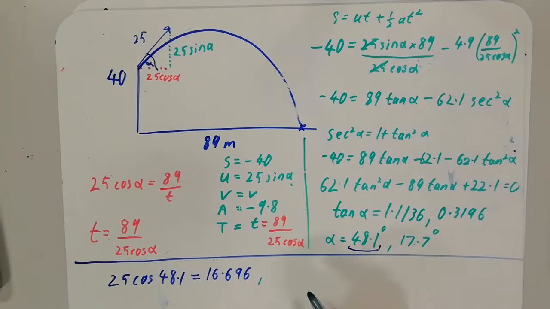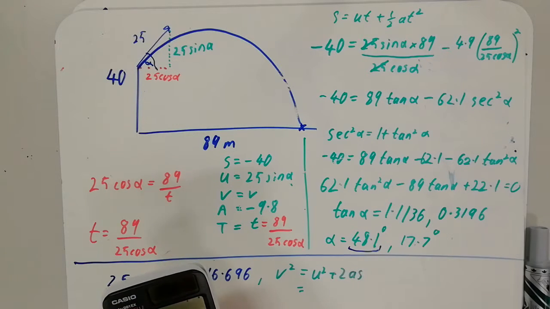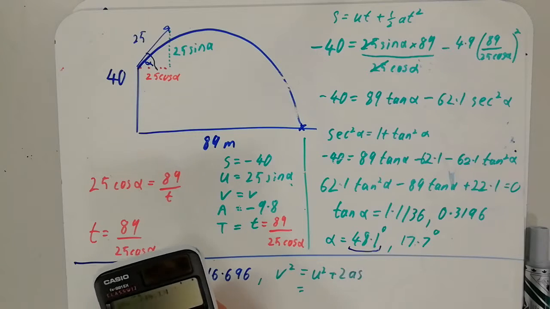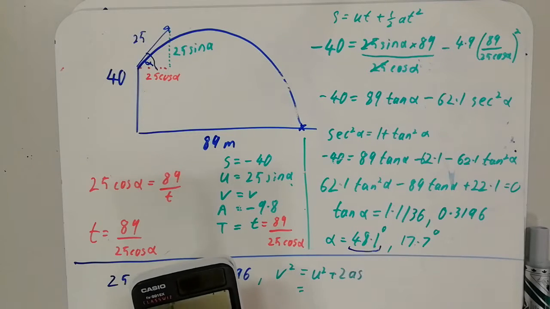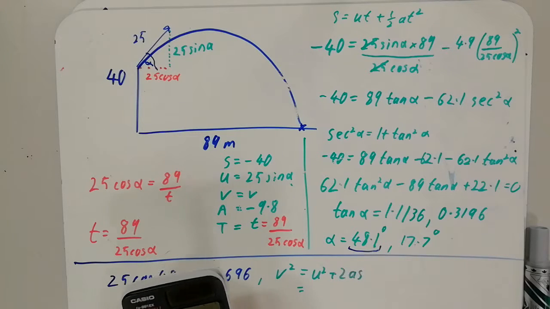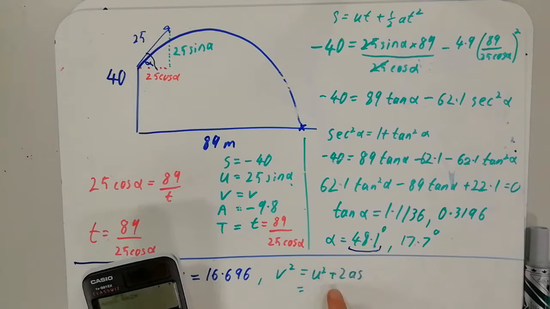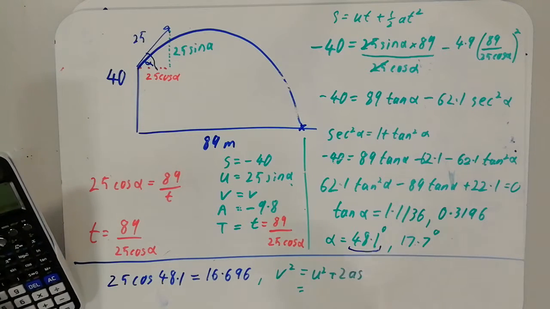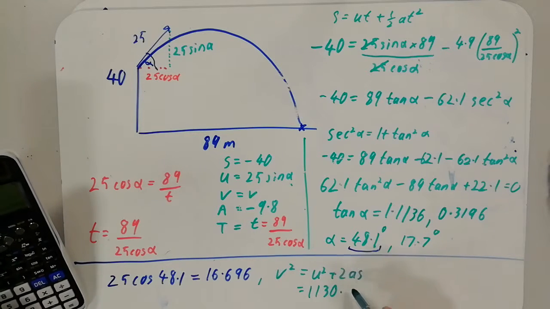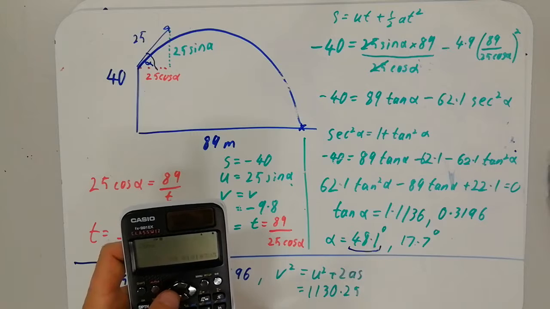So looking at my vertical now, I'm going to use v squared is equal to u squared plus 2as. Calculating that, u squared, I'm going to get 346 minus 9.8 times 2 times minus 40, where was I going? Yep. Sorry, plus, I've got two negatives, that should have been a plus, times 40. There we go. So I know that v squared is 1130.25. Square root of that should give me v. If I put it in correctly, there we go.